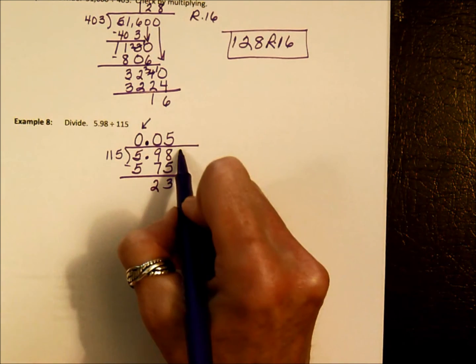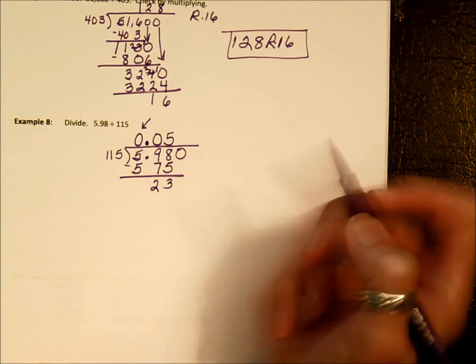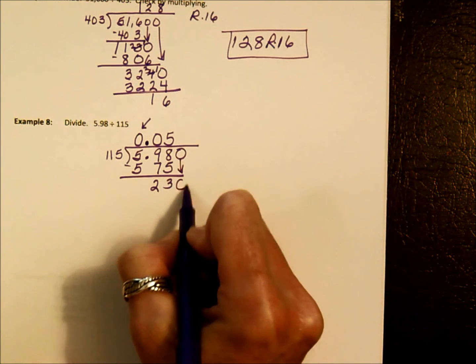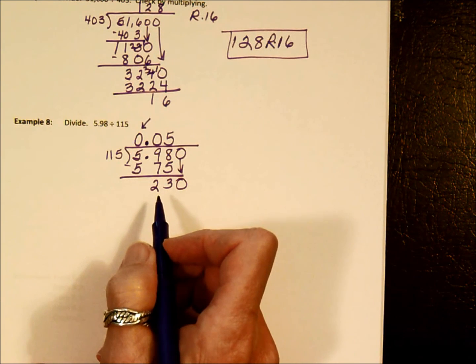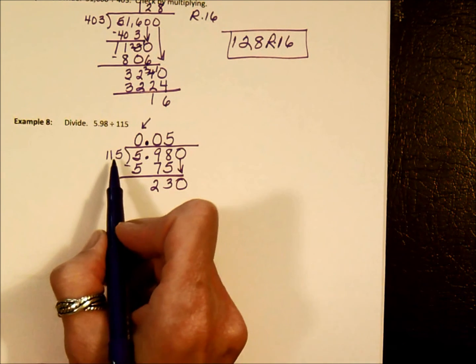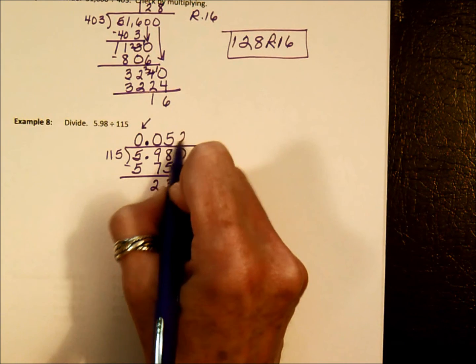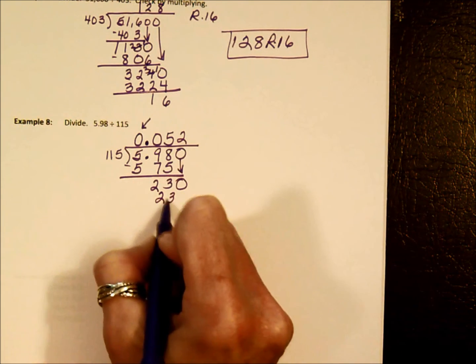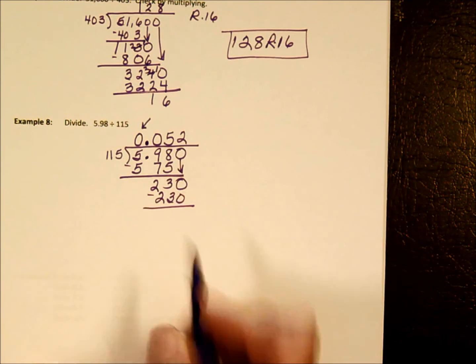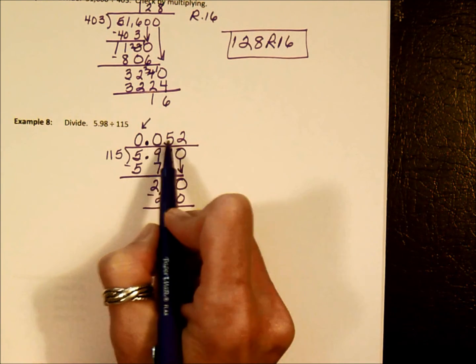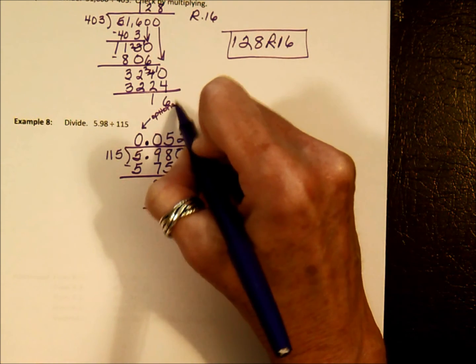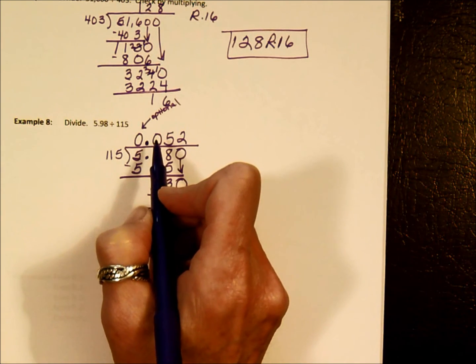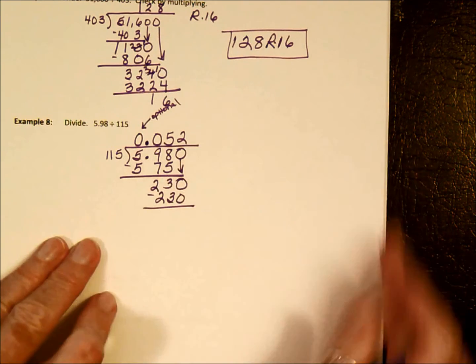You add a 0 to the end of the decimal, that does not change its value, and you bring it down, and then you divide again until it either comes out evenly or the directions tell you to round off to a certain place. So I'm going to divide 115 into 230. It happens to go twice, and it goes exactly twice. So we end up with 0.052. And as I said, the first 0 was optional, but this 0 has to be there. It's a place value holder.